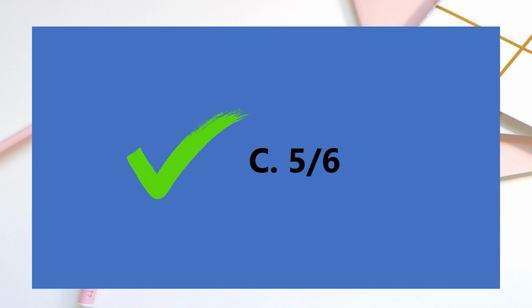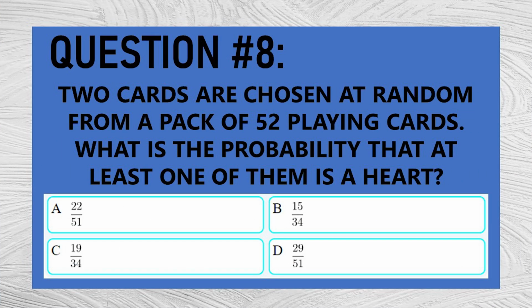And the correct answer is letter C, 5 over 6. Question number 8. Two cards are chosen at random from a pack of 52 playing cards. What is the probability that at least one of them is a heart?